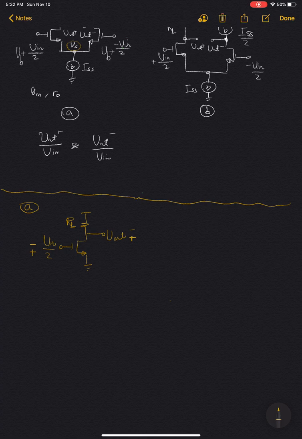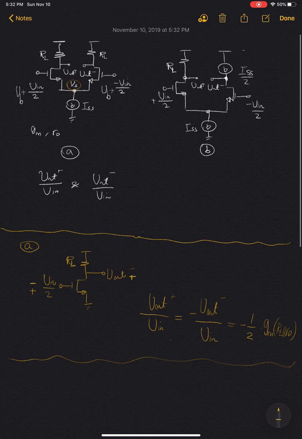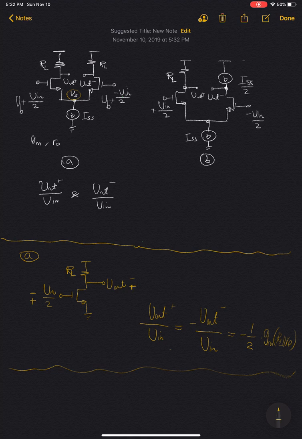Okay, so it's rather easy to show that V out plus divided by V in equals minus V out minus divided by V in equals minus half GM, RL in parallel with R out, right? Now let's move on to the circuit B.